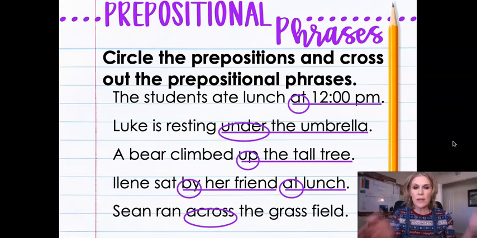Everything in between the preposition and the object makes up the prepositional phrase. So remember, prepositional phrases always start with the preposition and end with the object of the preposition.